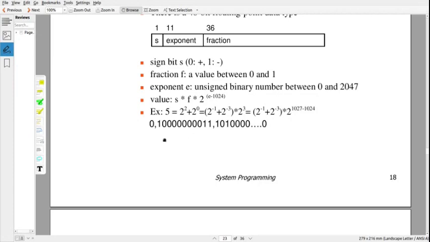So here you can see that 0 represents a positive number, yes, 5 is positive, then 1027 is represented here, and the fraction 0.5 is represented using this representation. 2 raised to minus 1 is the first position. This represents 2 raised to minus 1. This represents 2 raised to minus 2. This represents 2 raised to minus 3. So that's why 101, and the remaining are all zeros. So this is the floating point number 5.